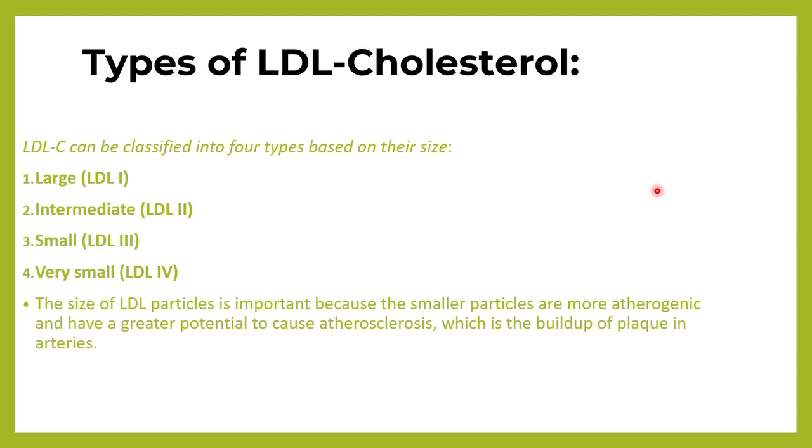So there are different types of LDL cholesterol also. LDL can be classified into four basic types. One is the large type, that is LDL1. Then you have the intermediate type, that is LDL2. Then you have the small LDL, LDL3, and very small LDL4. So these are the four categories: 1, 2, 3, and 4. So large, intermediate, small, and very small.